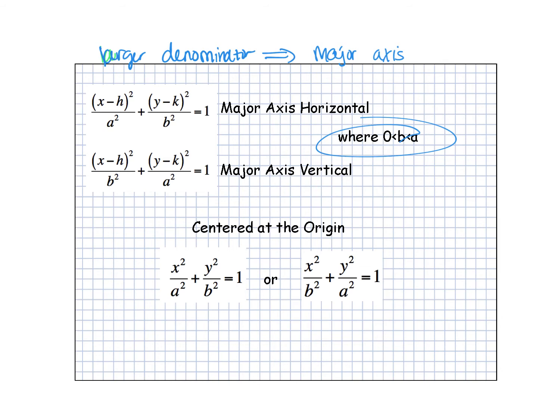So if the A is larger and it's getting added to the X, then we're stretching horizontally and compressing vertically. And if the A is larger and it's getting added to the Y, we're stretching vertically when we're moving away from our center. The ones at the bottom are just centered at the origin, so it's the same thing happening, but we don't have an H or a K in there. Another important thing to note is it's always equal to 1, so we have to force that. Sometimes we're going to be completing the square and making sure that we set the standard form equal to 1.